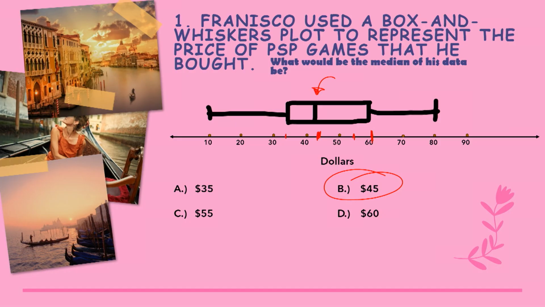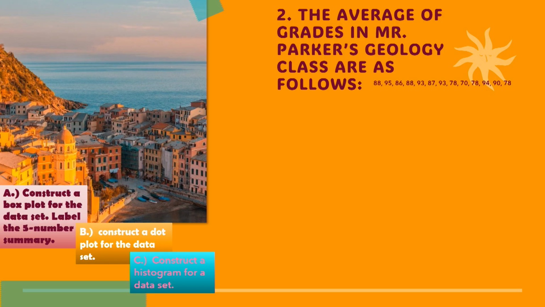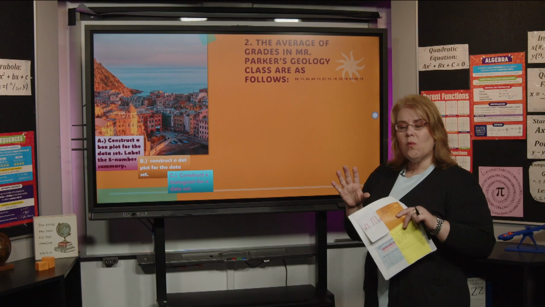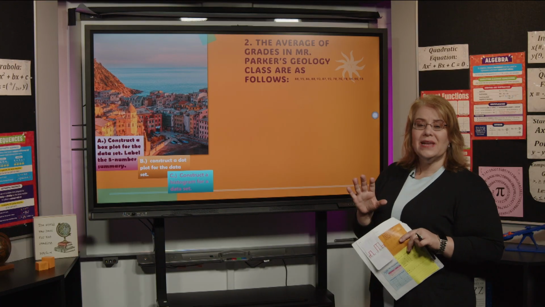All right, so let's look. The average of grades in Mr. Parker's geology class are as follows. We have those grades. Now it says, construct a box plot for the data set, label the 5-number summary, construct a dot plot for the data set, and construct a histogram for the data set. So let's go ahead and start first by making a frequency table to see what we've got with this information and see if we can put it in some sort of order.